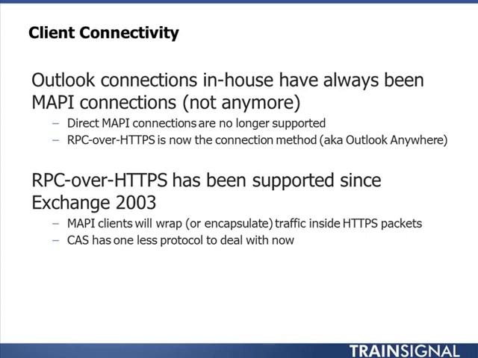So you might be thinking, well, wait a minute, isn't that Outlook Anywhere? Yes, that's Outlook Anywhere. That is the new connectivity method. So this is a big change in terms of the architecture. MAPI's gone, RPC is gone, and now we use RPC over HTTPS.